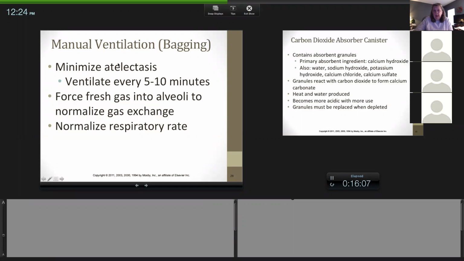The reason you bag the patient, and if people don't understand this, it's not because of me, because I've talked about this 500 times, is to minimize atelectasis. Atelectasis is areas of, I don't even sometimes like to use the word collapsed, but when an animal is anesthetized, they're not breathing as deep as if they are awake. Not all of their lung tissue is expanding, so parts of the lung are essentially collapsed.